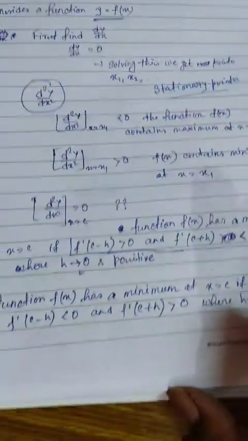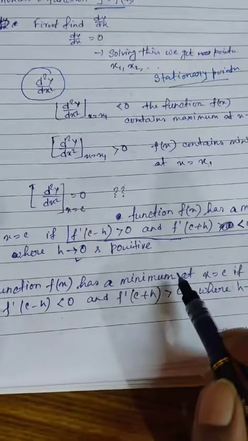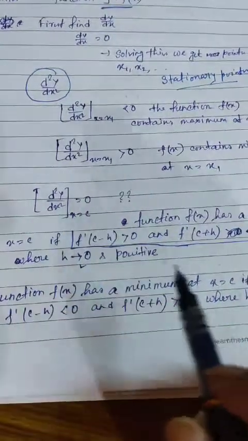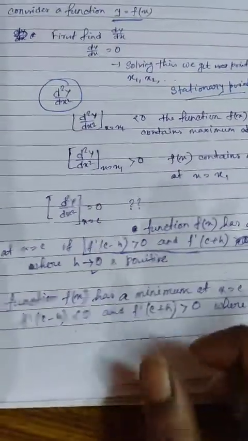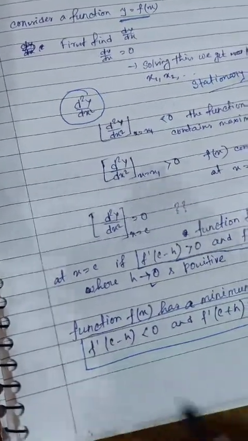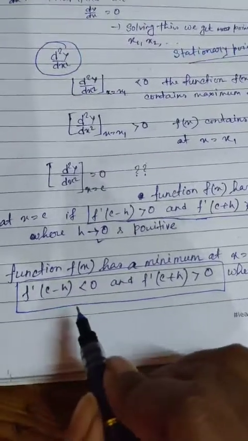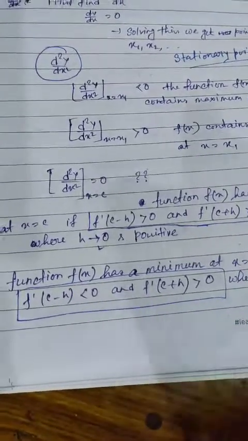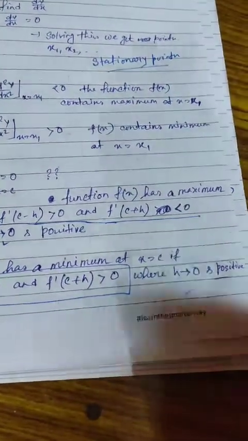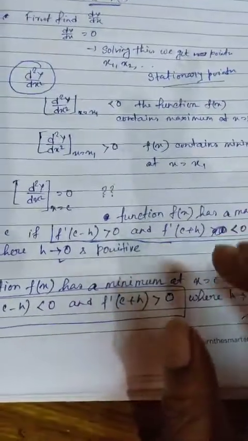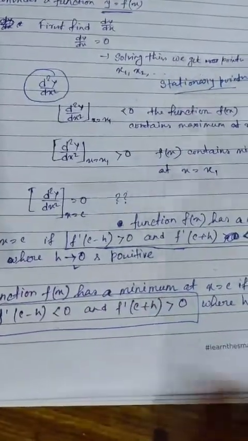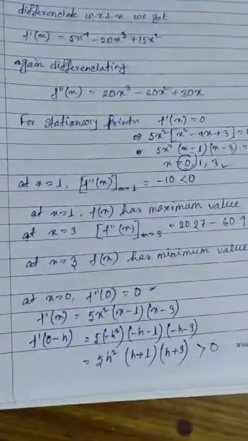In a similar way, we can say that the function f(x) has a minimum at x equal to c, if at the point x equal to c the second order derivative is 0 and this satisfies the condition f'(c − h) is less than 0 and f'(c + h) is greater than 0, where h tends to 0 and is positive. So I hope you understand these two conditions. You can note them down, and now we will discuss how to solve this one.